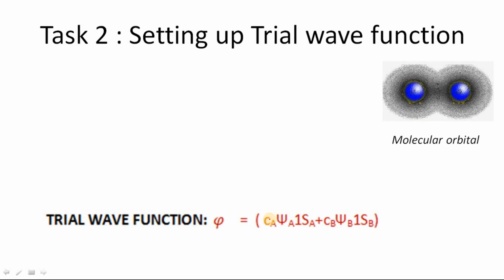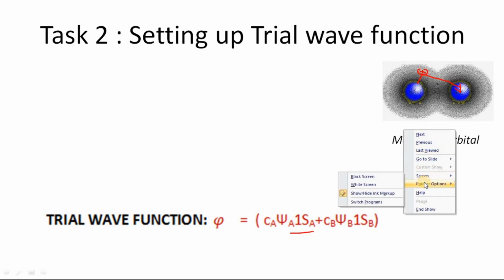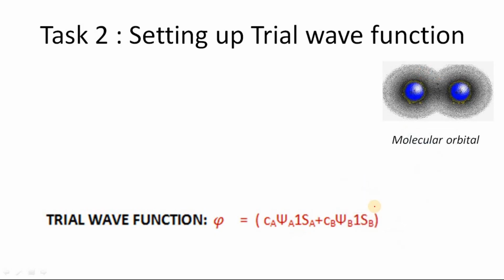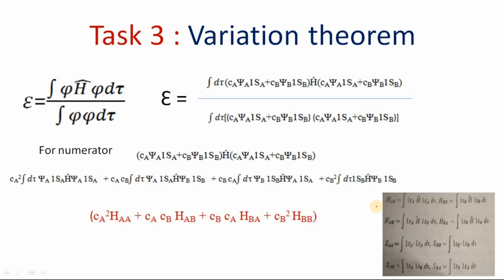So this is a trial wave function. As I told earlier, C represents the coefficient of nuclei A, psi 1sA represents the wave function of the electron with respect to nuclei A, and psi 1sB with respect to nuclei B. So task 2 is also completed. Now we'll go for task 3. Task 3 is the very biggest task. That is, we need to fit the trial wave function in the variation theorem.